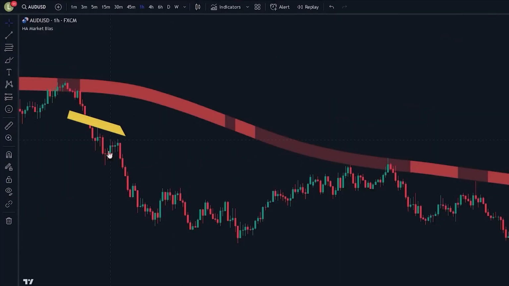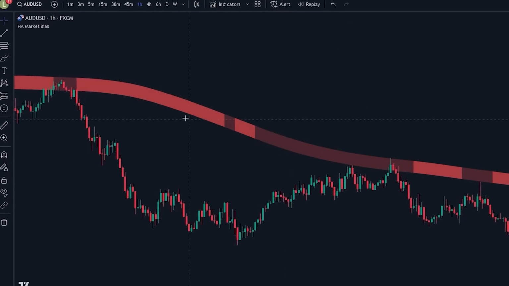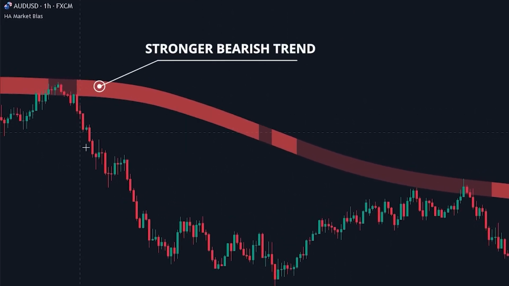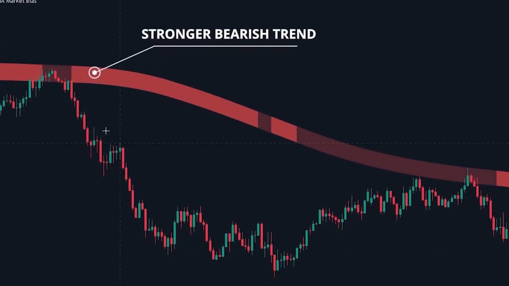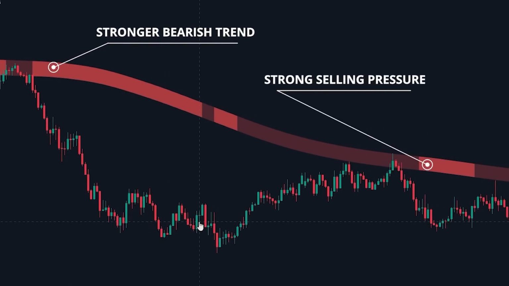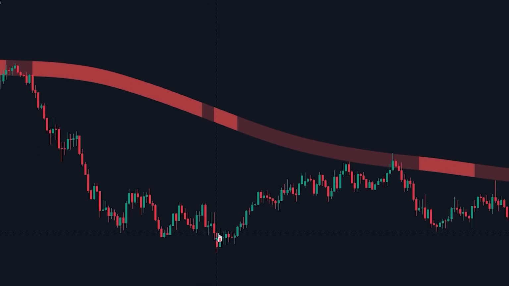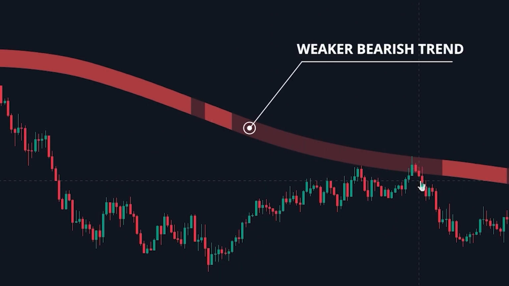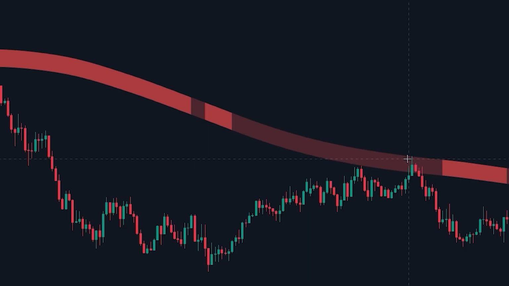When the market is in a bearish trend, the indicator will display either a dark red or light red color. When the color of the indicator is light red, it shows us that the bearish trend is stronger. This could occur, for instance, when a significant bearish breakout takes place, indicating strong selling pressure. Conversely, when the market bias indicator displays a darker red color, it suggests a weaker bearish trend. This might happen during a pullback or temporary consolidation within an overall downtrend.